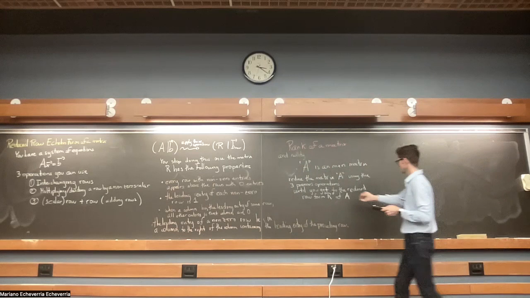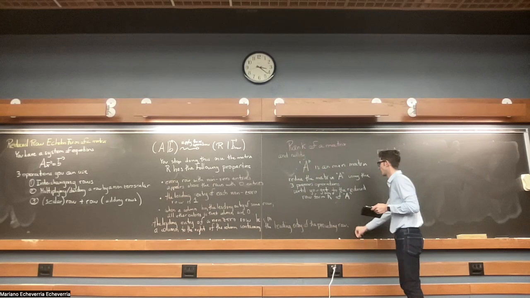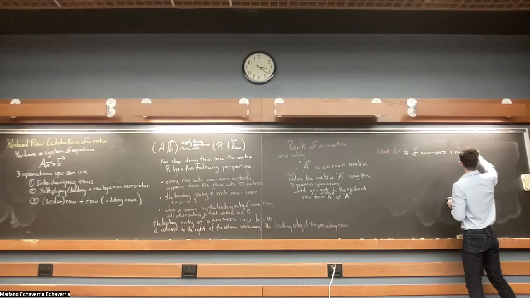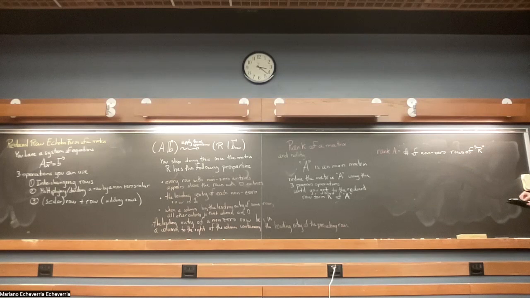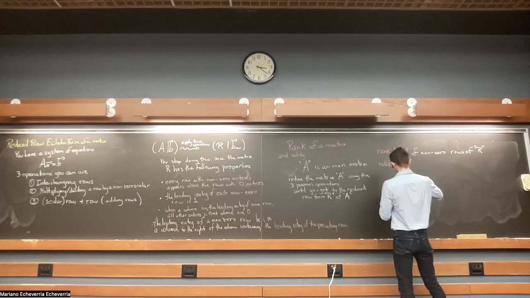So the idea is that the rank of A is just the number of non-zero rows of R. I'm about to give you some examples. And the nullity of A is the number of columns of A minus the rank.